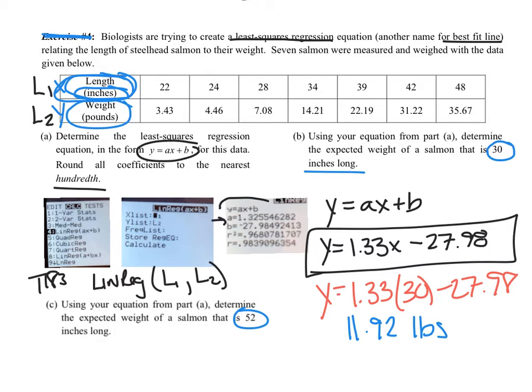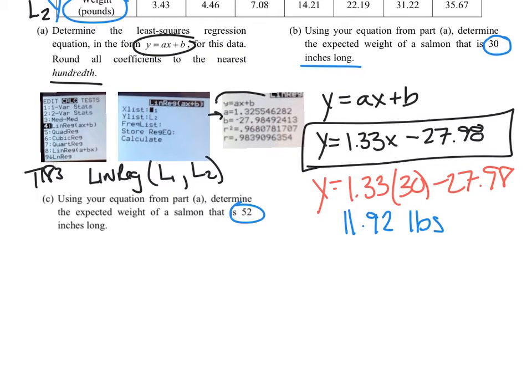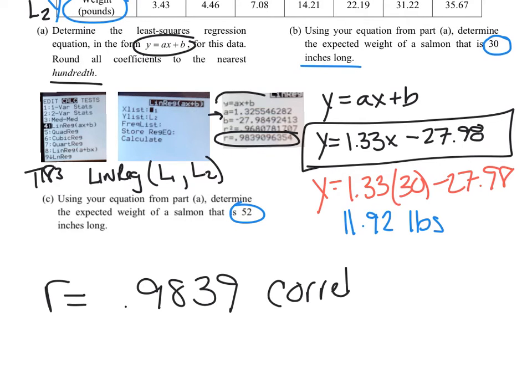Now, we've talked about this correlation. I want to highlight this R value. Let's go ahead and jot this R value down. This is 0.9839. 4 decimals is probably fine. Again, this is that correlation coefficient.